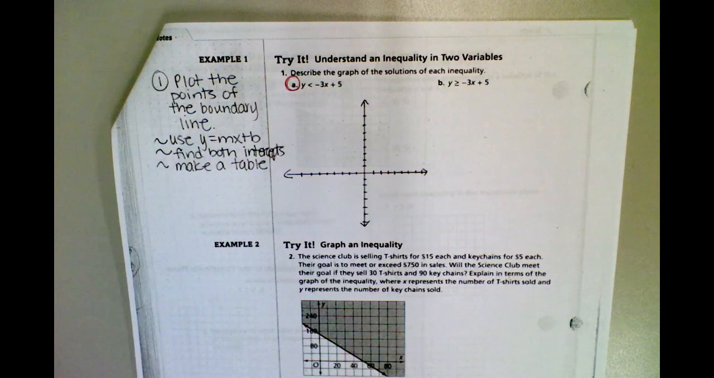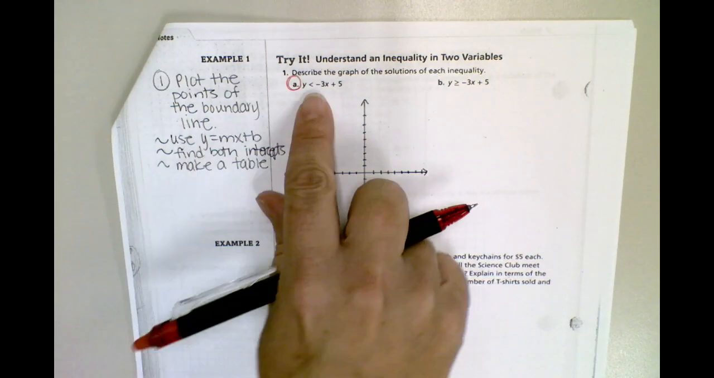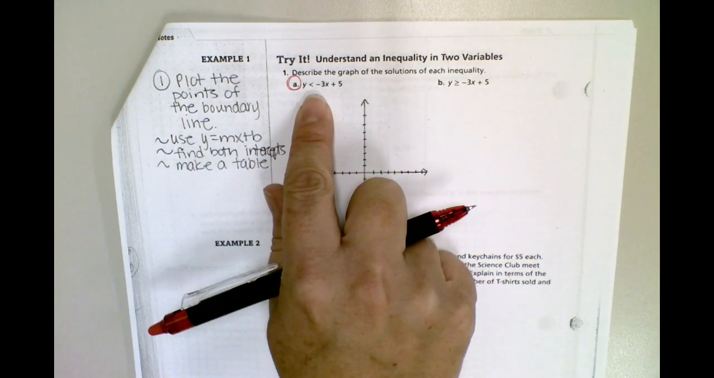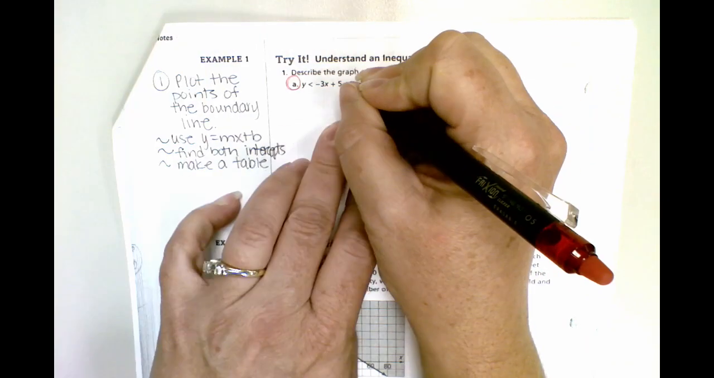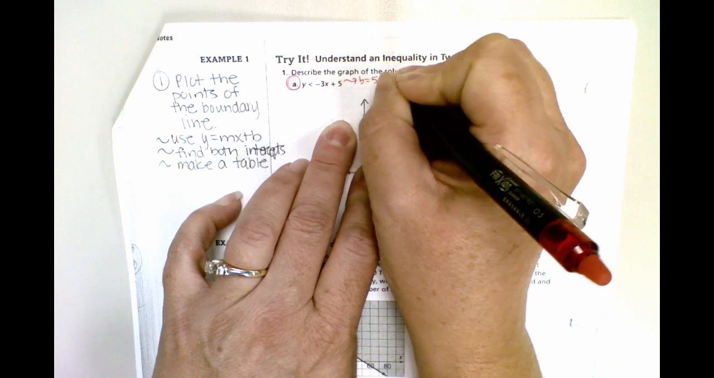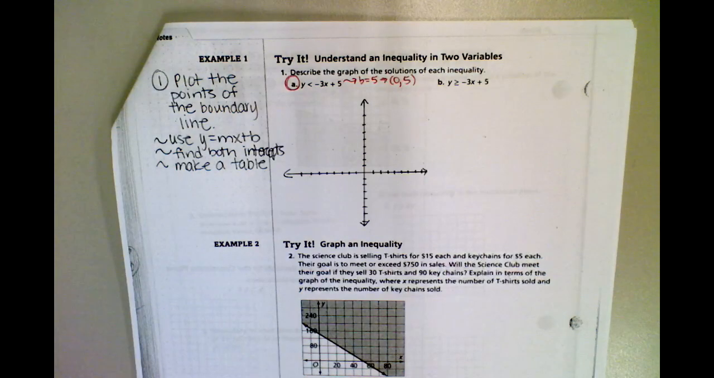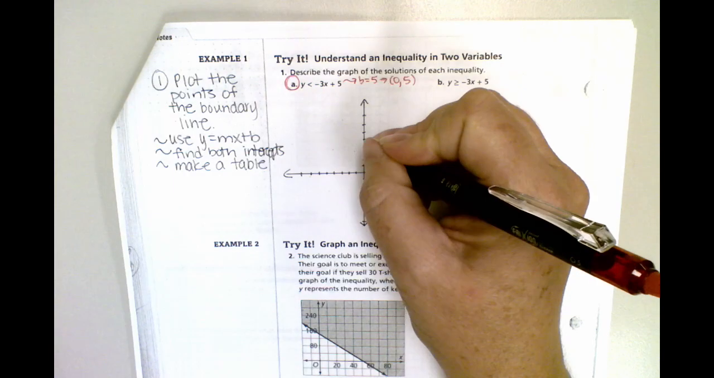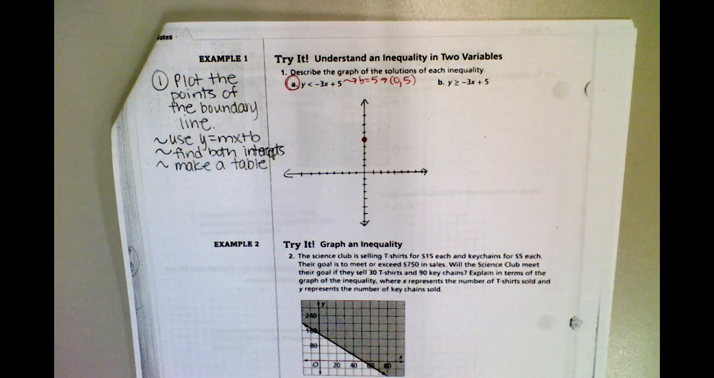So y is less than negative 3x plus 5. First, we're pretending like it's an equals. This one is in slope-intercept form, so the fastest way to plot the points would be to say that b is 5. That means 0, 5 is my y-intercept. So 1, 2, 3, 4, 5. Here's 0, 5. That's going to be my starting point.